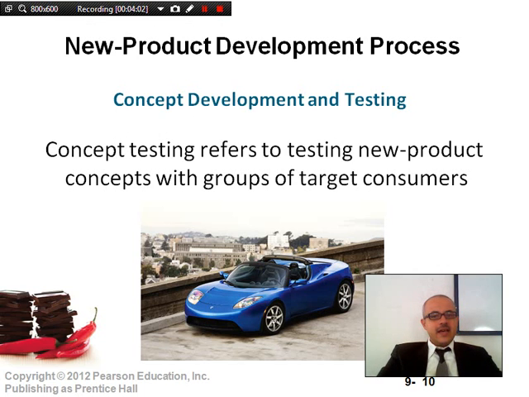And then concept development and testing. Concept testing refers to testing new product concepts with a group of target consumers. So you want to actually go and test it, right? Try it. For your game that you developed, you may want some people to start to take the experiment and see how it works.